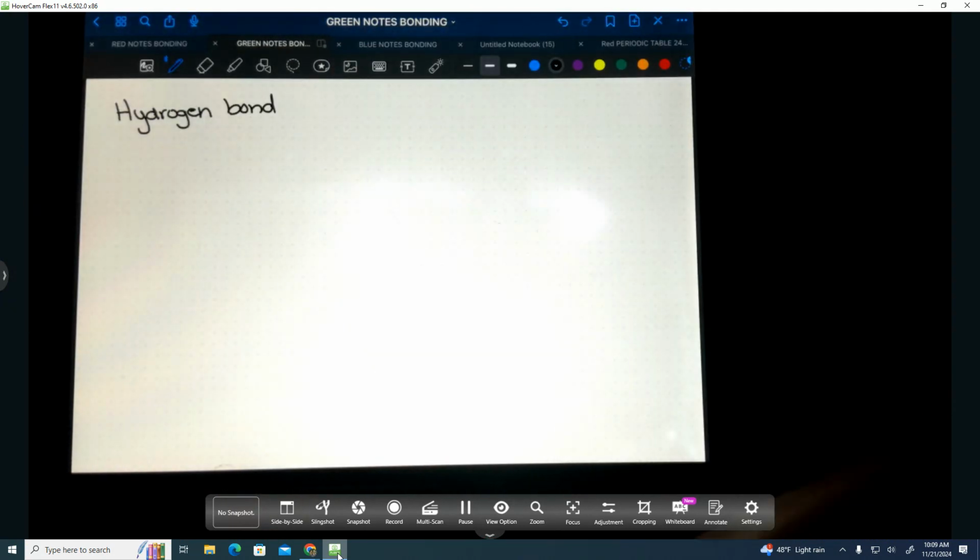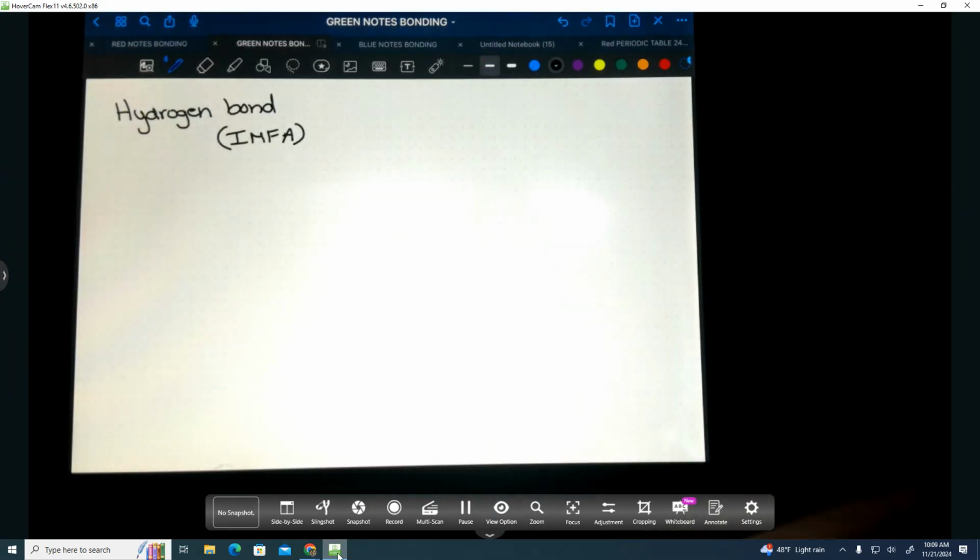The next one is a stronger type of dipole-dipole attraction. It is called the hydrogen bond. I'm going to write the word hydrogen bond out. It is not a bond. It is an intermolecular force of attraction. IMFA. Okay? It is not a bond. It is not inside the molecule. It is between two molecules.